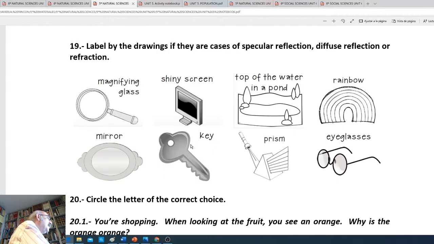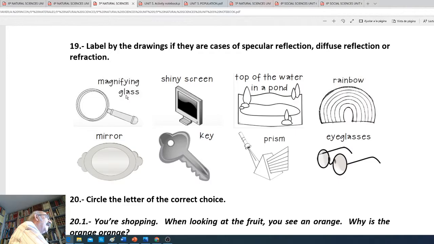Remember that we have specular reflection when we can see the object very clearly. Diffuse reflection is the opposite, we can only see some colors. And refraction is when we can see through the object. And now you have here a magnifying glass. What do you think this magnifying glass is an example of: specular reflection, diffuse reflection, or refraction?